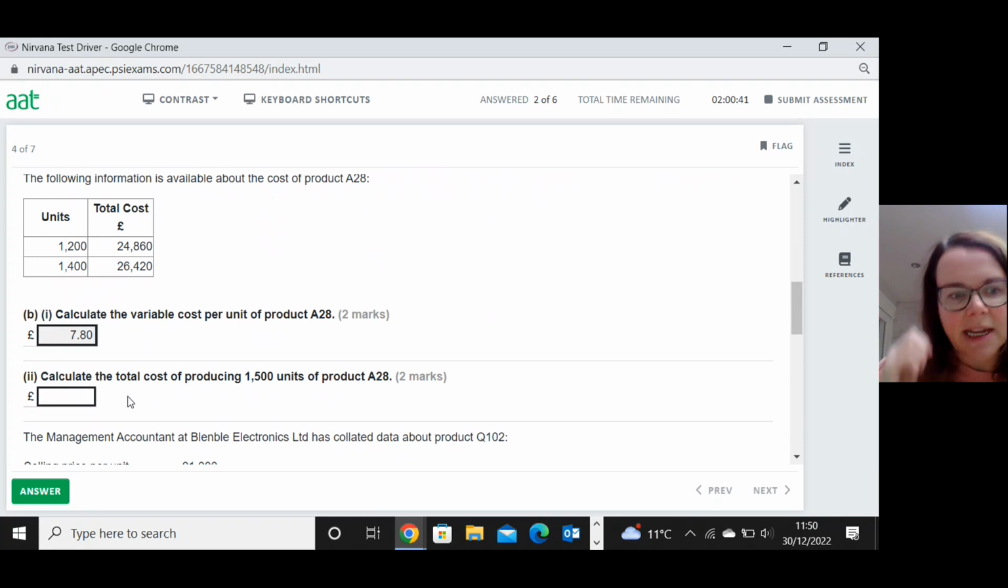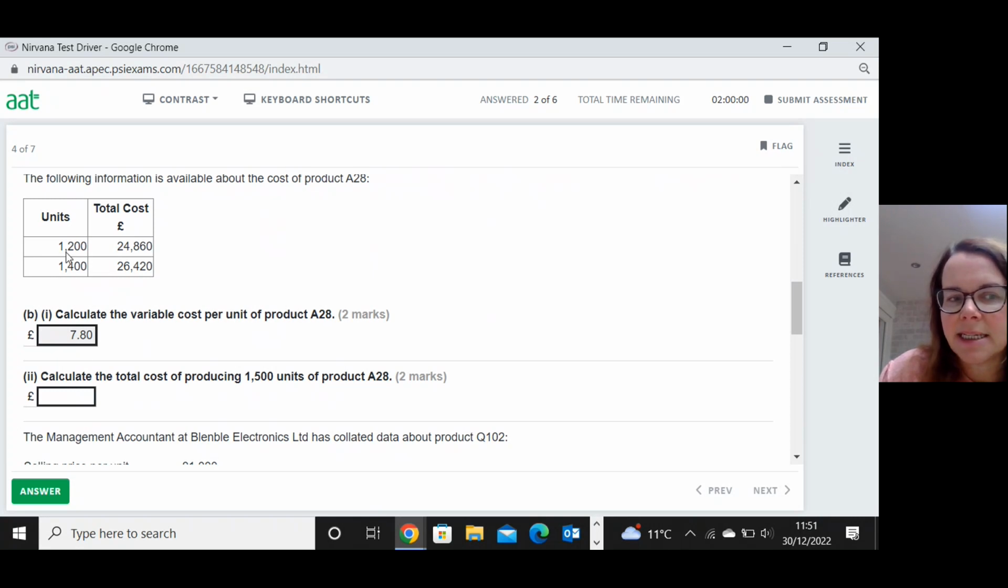The next part of the question wants us to calculate the total cost of producing 1,500 units. So we know it's going to be something higher than 26,000. Always good to use a sort of reasonableness test. And we need to carry on with our high-low method. So if we know that the variable cost per unit is £7.80, I feed that into one of these sets of data. I'm going to use the top one, the 1,200. So £7.80 times 1,200 gives me 9,360. So I know that must be my total variable cost.